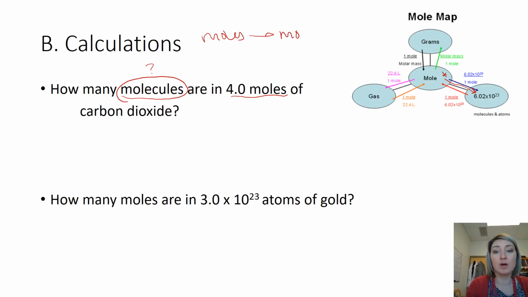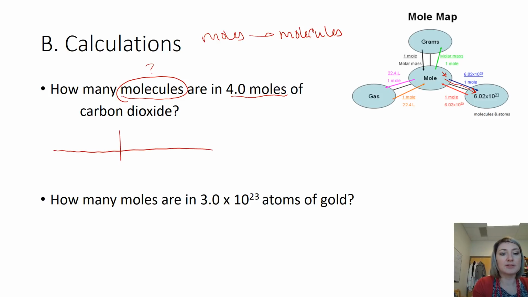So, moles to molecules. This will be a more simple conversion factor. I'm going to start with my t-chart, and I'm going to start with my given, 4.0 moles. We abbreviate moles M-O-L; we just drop the letters, it's an abbreviation. Be careful not to do that with molecules, because it would be the same abbreviation.